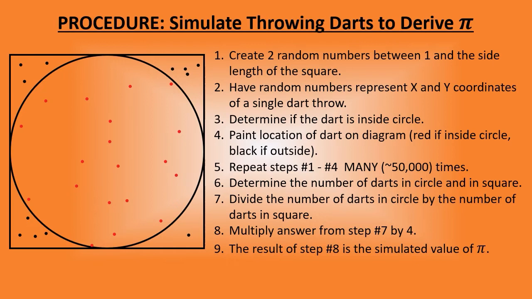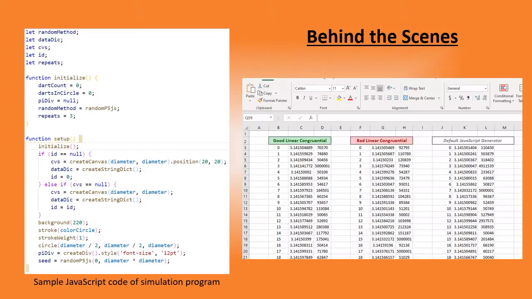Next, I divide the number of darts in the circle by the total number of darts in the square. Then, I multiply the answer by 4, and as you now know, the result of that is the simulated value of pi. Now behind the scenes, let me tell you about my computer program. I've shown you a little snippet of my code. In total, I wrote 258 lines of JavaScript code.